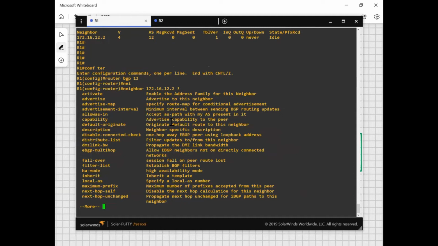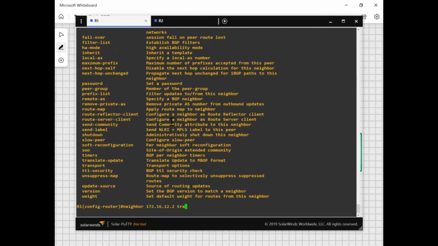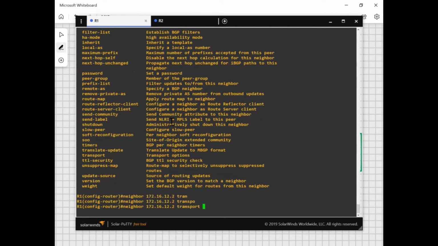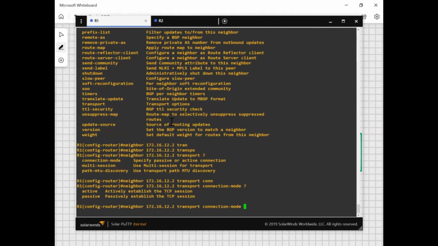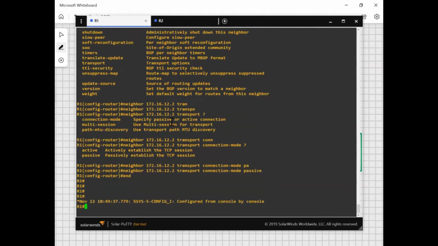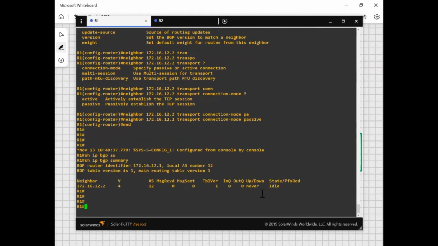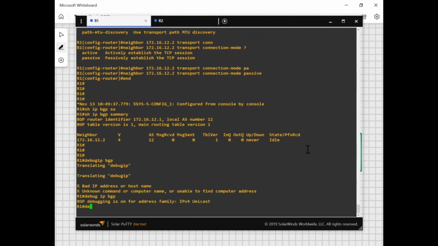Now, similarly, let me show you over here on R1. Here is something: transport connection mode passive. I put it into the passive state, and by doing so I would not be actively participating. So if you will see now, debug ip bgp events.